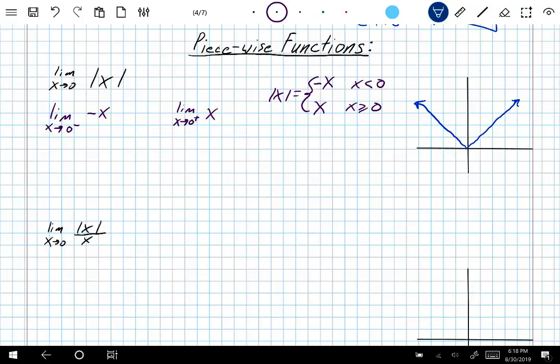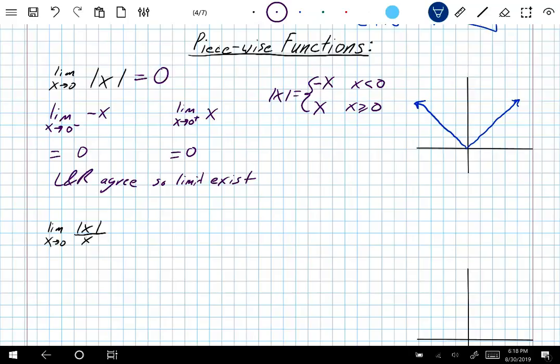Okay, what happens to negative x as x gets closer and closer to 0? Well, this is just going to go to negative 0. Well, it's just going to go to 0 because negative 0 is 0. What happens to x as x gets closer and closer to 0 from the right, always staying positive? Well, it's still just going to go to 0. Great. So the left and the right agree. So the limit exists. It doesn't just exist, we know what it is. It is whatever they agree to. So this limit is 0.